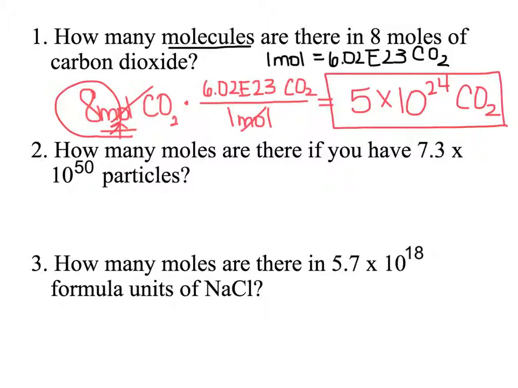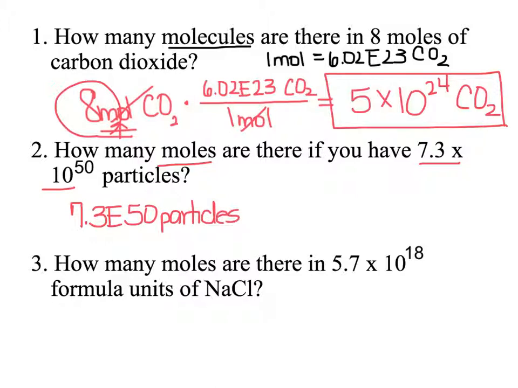All right, let's look at our next one. How many moles do we have if we have 7.3 times 10 to the 50th particles? All right, so what were we given to start? 7.3 times 10 to the 50th particles. They don't say what it's particles of.